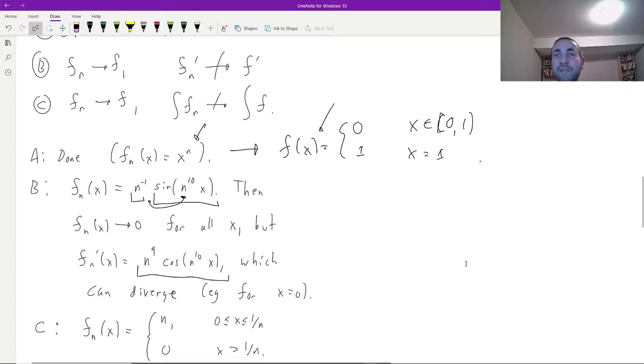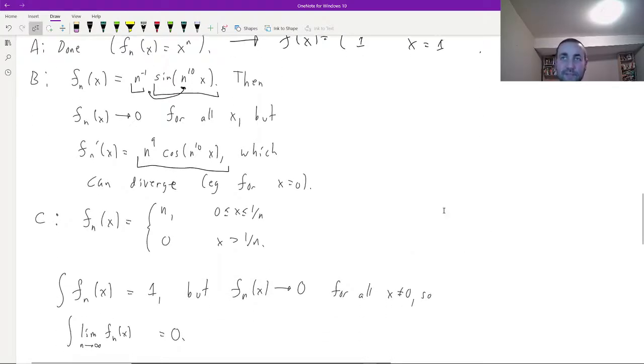And the same thing can happen for integrals. So here's the classical example. I define f_n(x) to be equal to n for x between 0 and 1 over n, and 0 otherwise. So what do those functions look like?